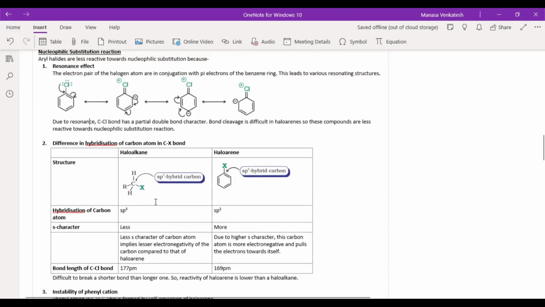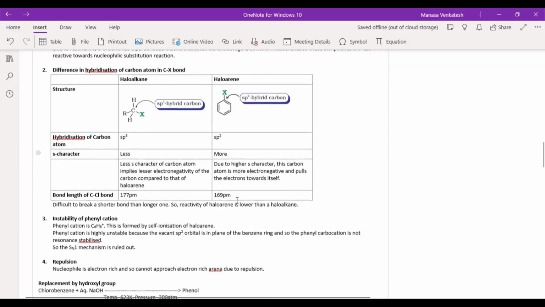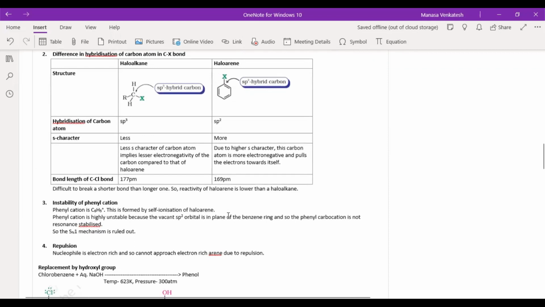There are 4 reasons why it is less reactive towards nucleophilic substitution. First is the resonance effect. Resonance effect makes sure there's a double bond character between chlorine and the carbon atom of the benzene ring. Next is the fact that the hybridization of the carbon atom is different in both cases. In case of haloarenes, due to the electronegativity of the carbon atom because of the less S character, it is capable of pulling the electrons towards itself, and this in turn shortens the bond between carbon and the halogen. And this shorter bond implies that it's less reactive towards the incoming nucleophile.